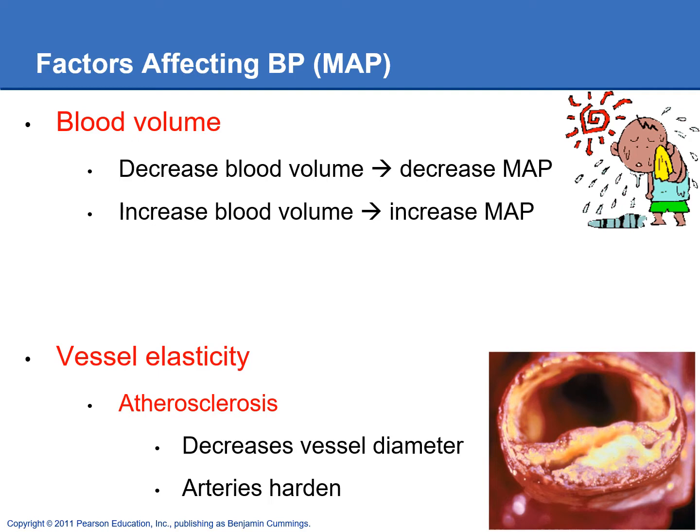And then the last thing that affects the blood pressure is vessel elasticity. So this is a concern with atherosclerosis, or hardening of the arteries. So remember, this is where you get the fatty plaques that build up in the arterial walls. So you can actually see that here on a cross section. And when those fatty plaques build up, they will decrease the diameter of the blood vessel. So if you decrease the diameter, that's like vasoconstricting. That'll increase the resistance, and that'll increase the blood pressure.